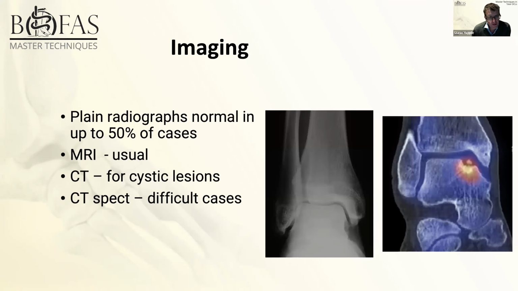So imaging, obviously plain radiographs are often normal in up to 50% of cases. MRIs are bog standard. That's what we're using in most cases, and it's usually highly diagnostic. I use CT scan occasionally if I think there's a cystic lesion, a large cavitating lesion. And I use CT SPECT scan when I'm questioning whether the pain is coming from the OCD, because we see lots of patients with OCDs and we're not actually that convinced it's the cause of the pain. There might be something else going on in the ankle, or it doesn't sound quite right. And the CT SPECT scan can be helpful in those circumstances.